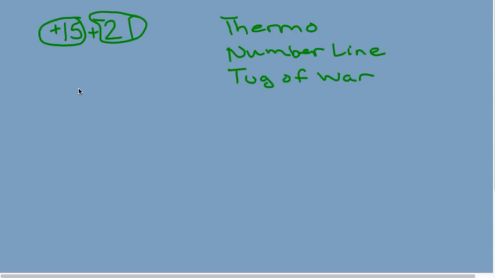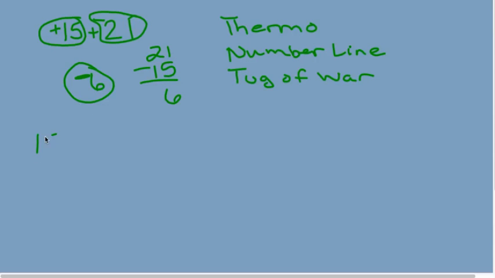Okay, so who's going to win? Who has more players on their team? Well, the negative team has more players. So I know the negatives are going to win because they have more players. Now, to find out how many more they have, I can just do a simple subtraction. 21 minus 15 is 6. So negative 6 would be my answer for that problem.